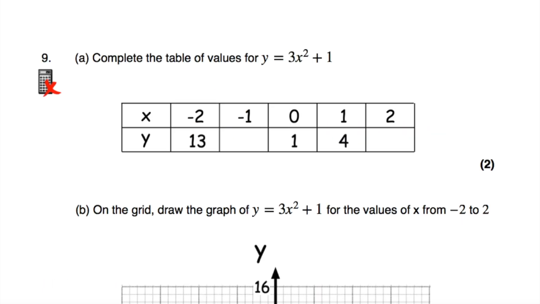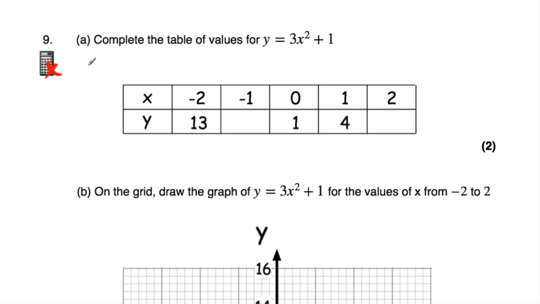Okay, let's look at our next question, question number 9. So question number 9, part A says complete the table of values for y equals 3x squared plus 1. So here we've got our xy table, and we've got 2 missing values here and here, and we need to work out what y is whenever x is equal to negative 1, and we need to work out what y is whenever x is equal to 2.